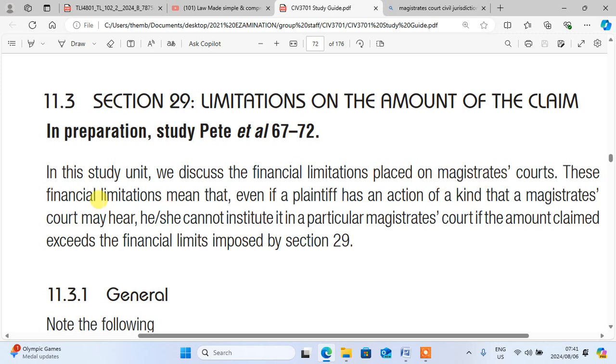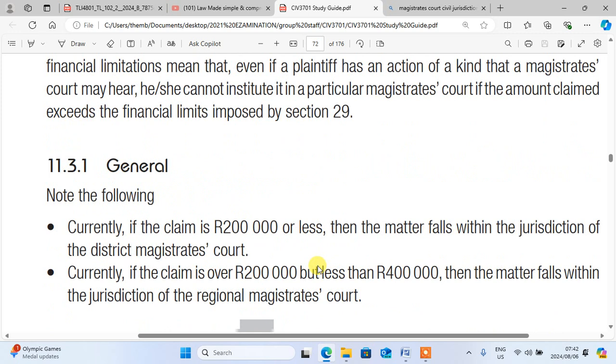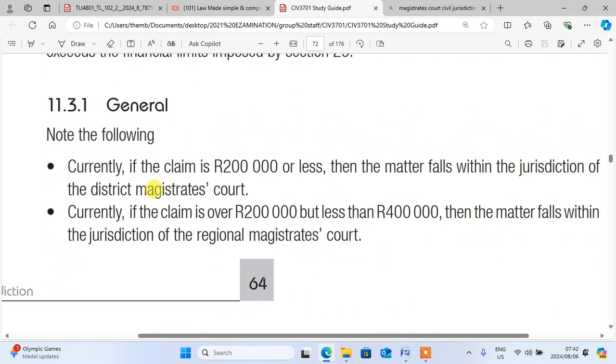These financial limitations mean that even if the plaintiff has an action of a kind that a magistrate court may hear, he cannot institute it in a particular magistrate court if the amount claimed exceeds the financial limits imposed by Section 29. They said, note the following. Currently, if the claim is 200,000 or less, then the matter falls within the jurisdiction of the district magistrate court.